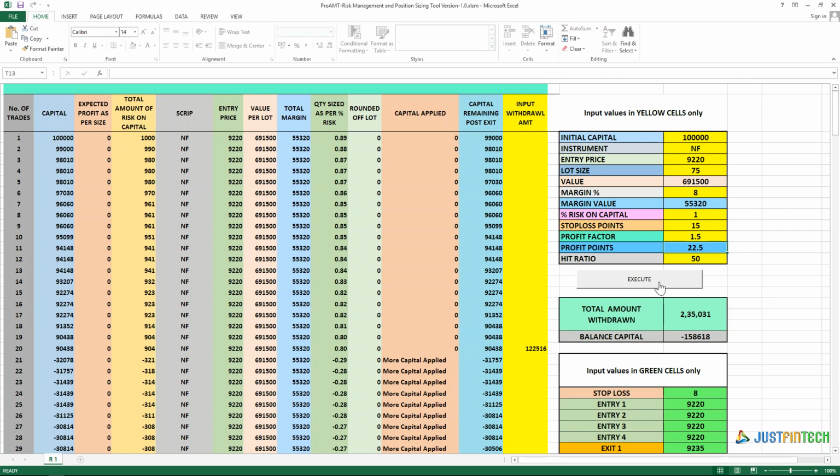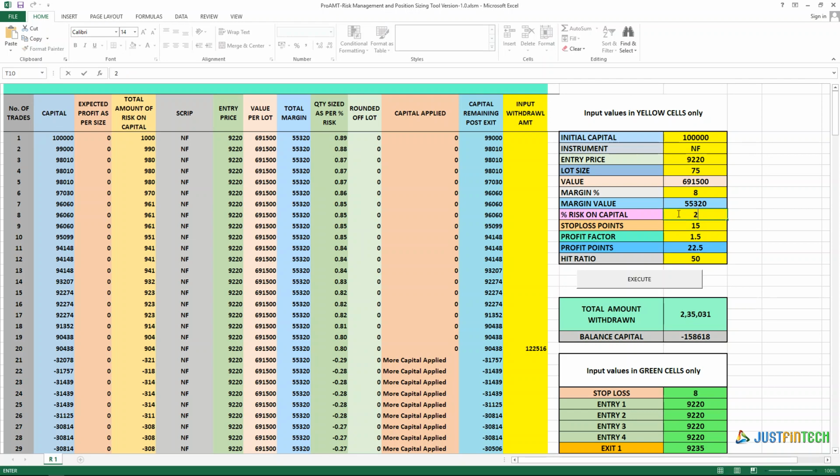Not tradable. If you are taking 1% risk on capital, and your stop loss is 15 and your profit factor is 1.5, and your hit ratio is 50%, then it's not tradable.